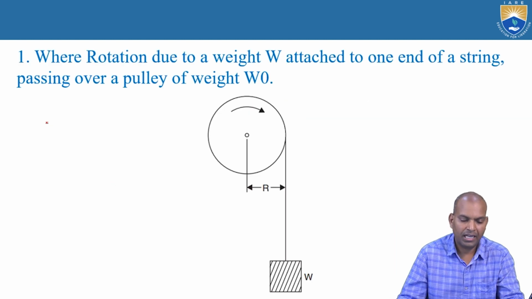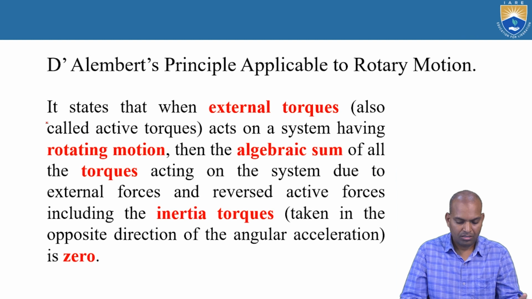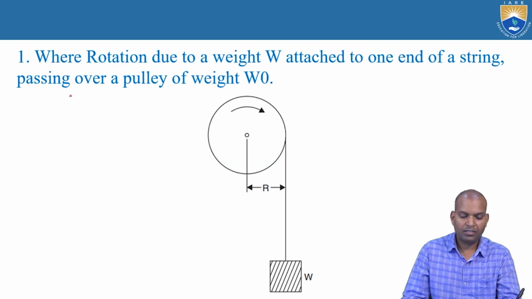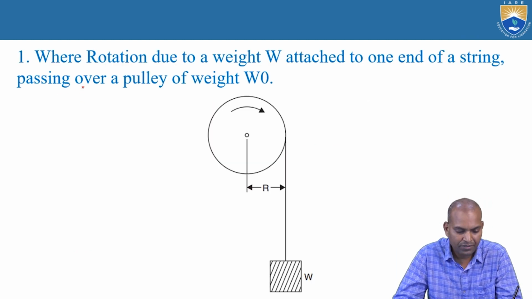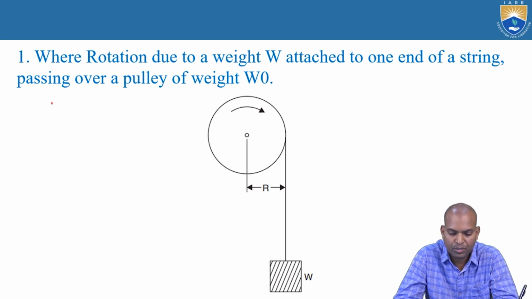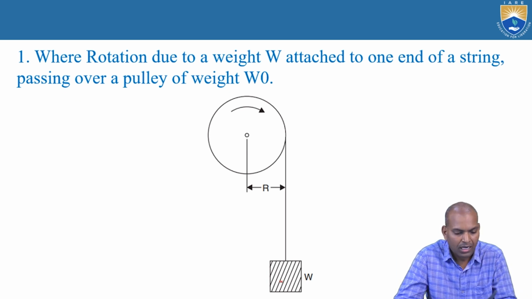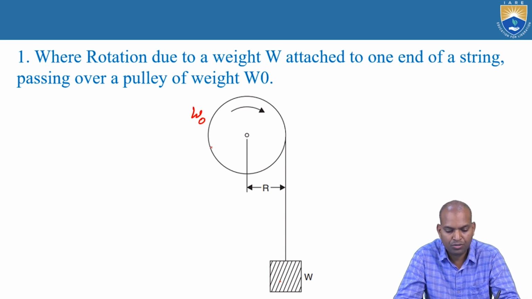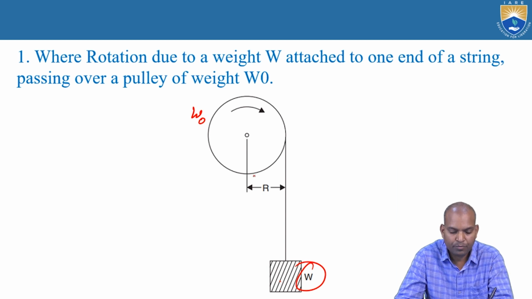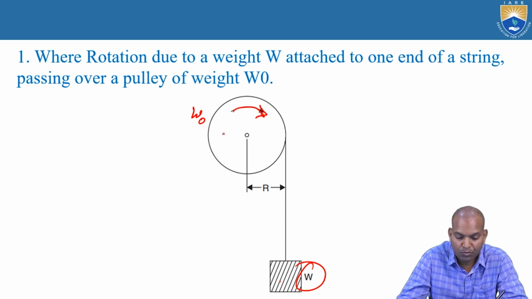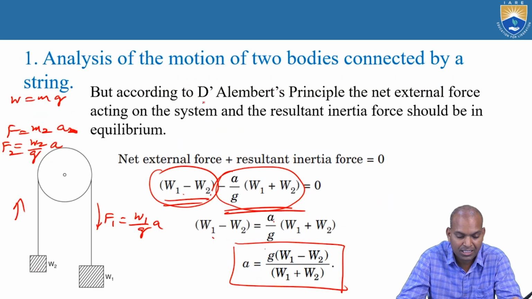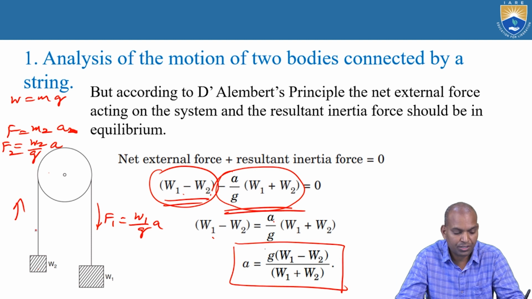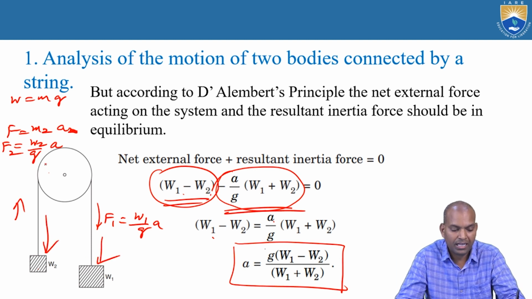Now again for the cases. When there is rotation, case 1: rotation due to a weight W attached to one end and passing over a pulley. The pulley weight is W0 and this weight is W here. The radius of the pulley is capital R. It is rotating in this direction. It is under rotary motion, whereas in the previous case there is no rotary motion, only hanging.